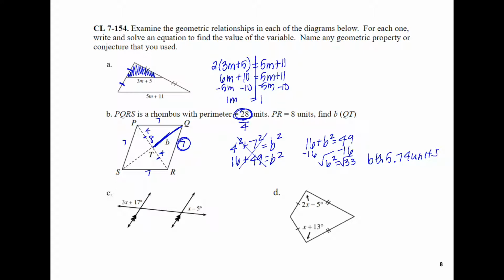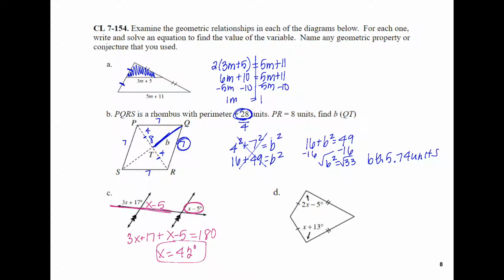Looking at example C, you can conclude that because we are talking about parallel lines, this angle corresponds to this angle, which means it's also x minus 5 degrees, and these two angles form a straight line, so 3x plus 17 plus x minus 5 needs to be equal to 180. When you combine your like terms using inverse operations, you get x is 42 degrees.